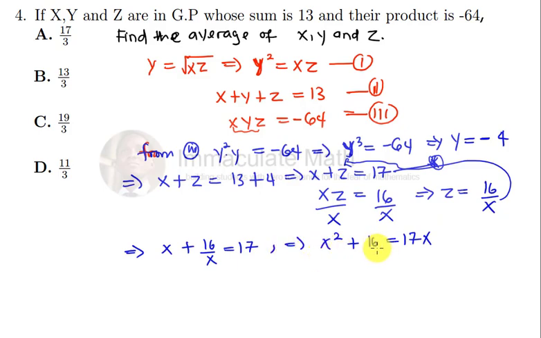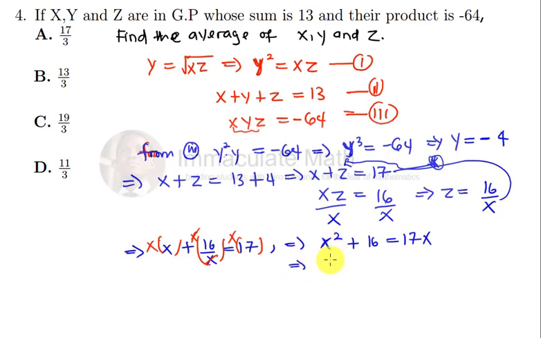Do you know why you are not having x here? Because I've already multiplied each of this equation by x. So I multiply this by x, I multiply this by x, and I also multiply this by x. So the x here will cancel the x here. That means I have this to be 16.